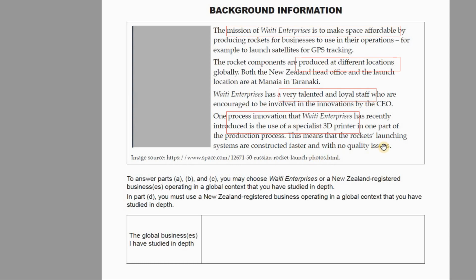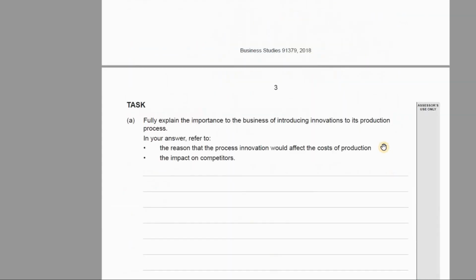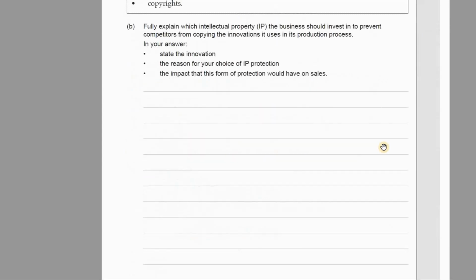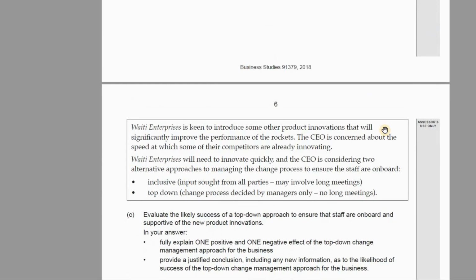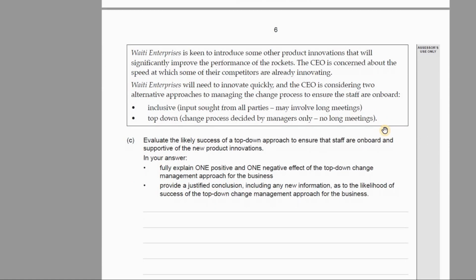Once I've read that and highlighted some things, I'm going to start answering questions. Let's have a look at a justify level question. And there's no getting around it. What students that are good do, students that don't repeat themselves, students that have a good idea of what's going on and get fully explained marks and justified marks, they plan.